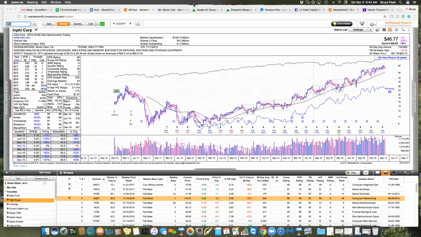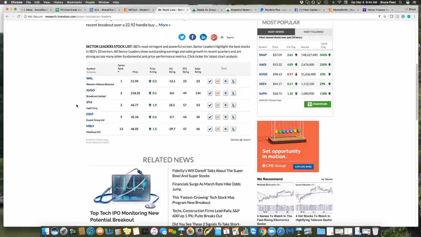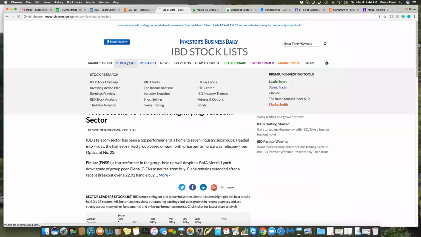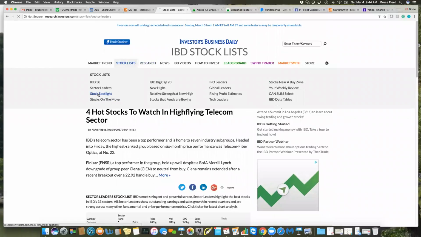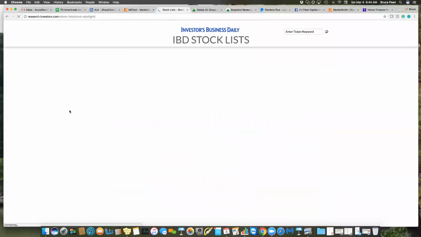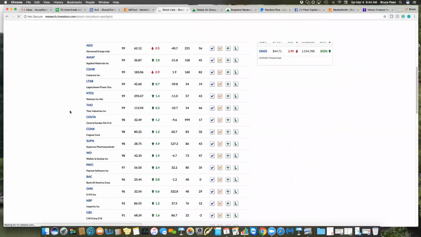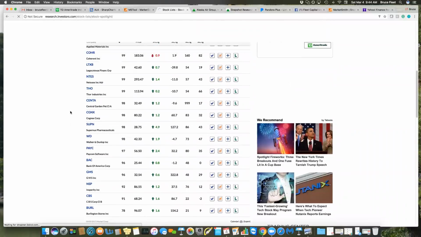So what I was showing you was these ideas, and everything is ideas. This is a stock I've been watching for a long time, Mobileye. I like this stock a lot. But this is an idea from a sector leader stock list. There are a number of stock lists. Stock Spotlight is another list that they do over at IBD. You can see there's a lot more stocks on there.